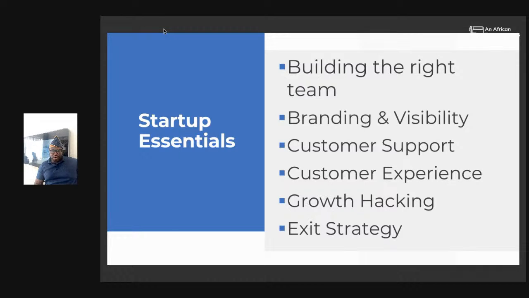All of this is the essence of Startup Essentials: to help you understand what a startup is all about and give you the first foundation that helps you launch a successful business.